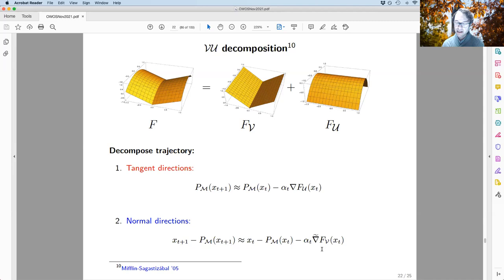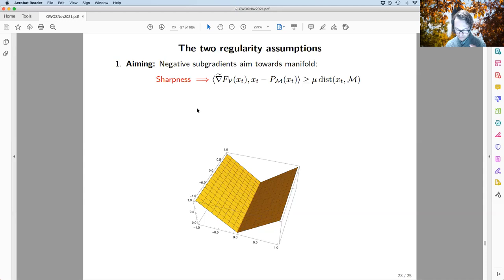And in the normal direction, which is what I'm showing here, it looks like gradient descent on the non-smooth part, this V, okay? And so it turns out that you can make this rigorous by imposing two assumptions on the problem you're trying to optimize. And I'm going to impose them both on this non-smooth part. So first of all, the condition that we first imposed is what's called aiming. And this aiming condition ensures that negative subgradients always aim towards the active manifold. And so you're making progress steadily towards that active manifold. And that's what this condition signifies. It's a consequence of sharpness plus another condition, which is called B regularity in our paper on this topic, but let's ignore that for now.